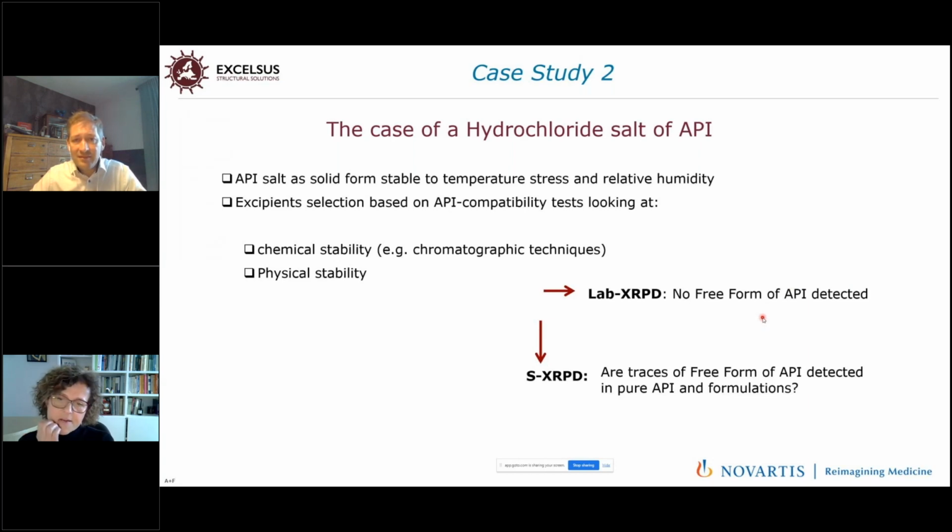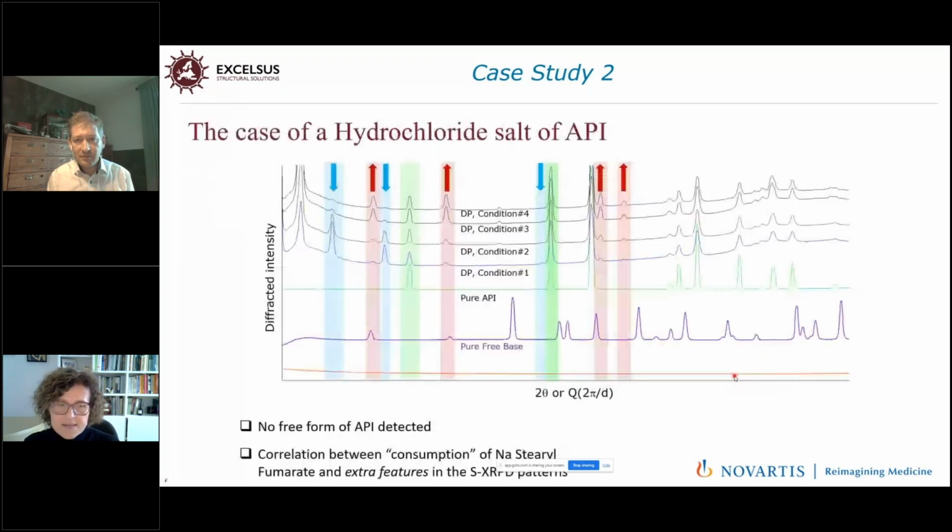Yeah, and again, there was a reference available for this free form, so we performed the measurements at the highest trace detection conditions, but we couldn't see any of that free form indeed. However, looking at the data, there was something going on.